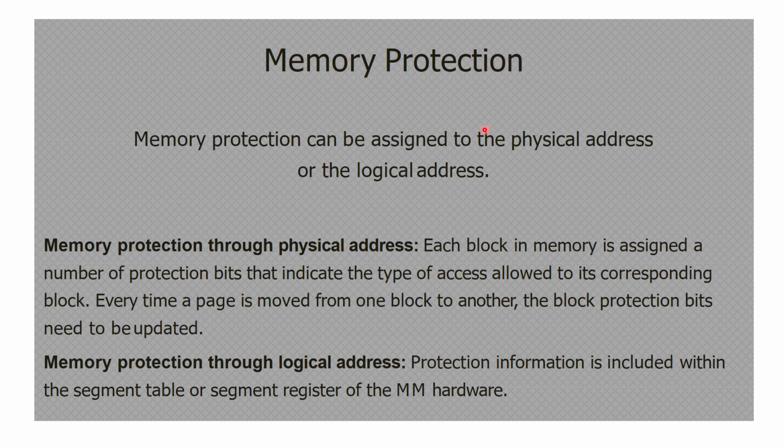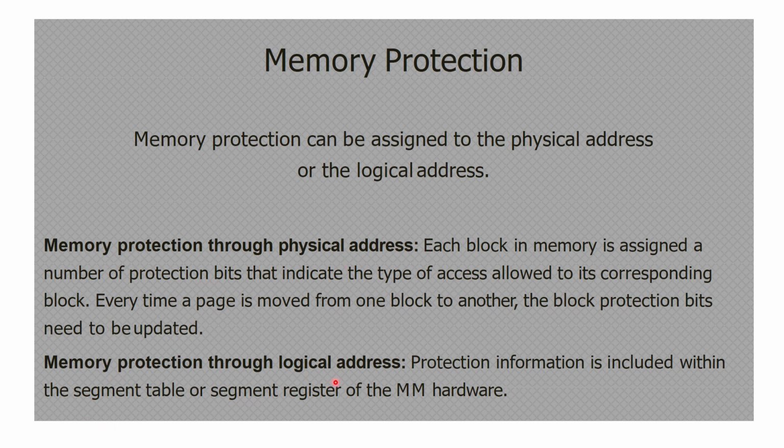Moving ahead, this is how we do memory protection. We have memory protection through the physical address and also through the logical address. Each block in the memory is assigned a number of protection bits that indicate the type of access allowed to the corresponding block. Every time a page is moved from one block to another, protection bits need to be updated. So when there is a movement of the bits through the physical address, the protection bits also need to be updated, wherever it reaches.